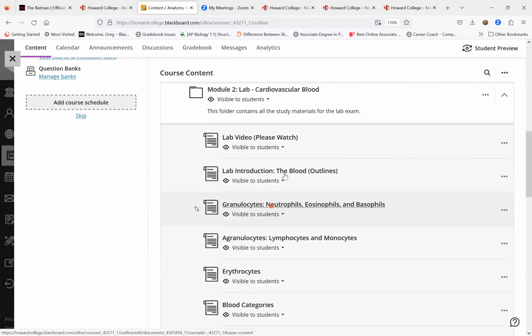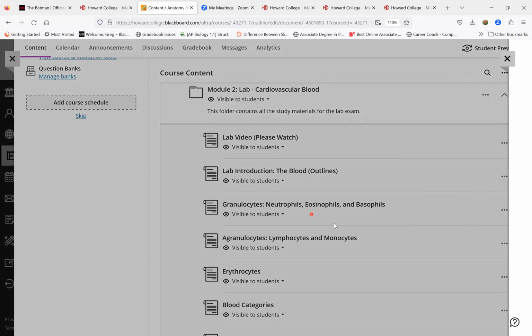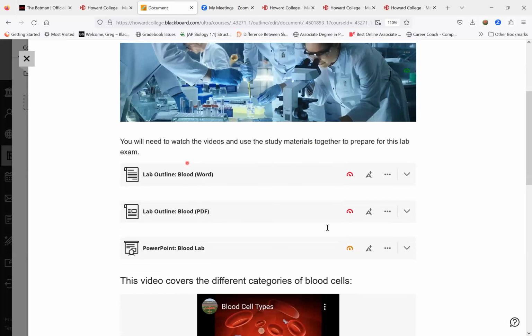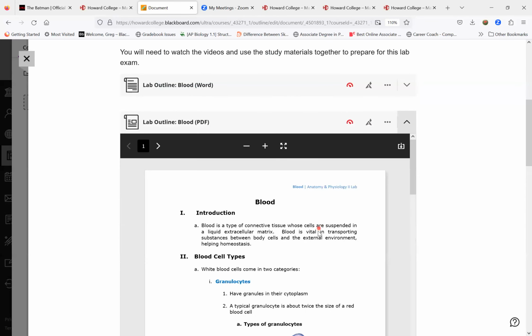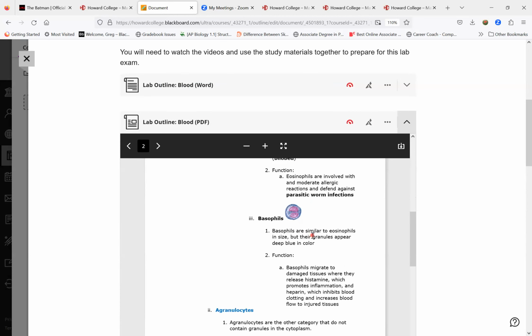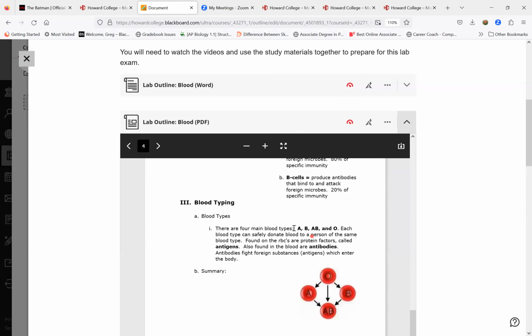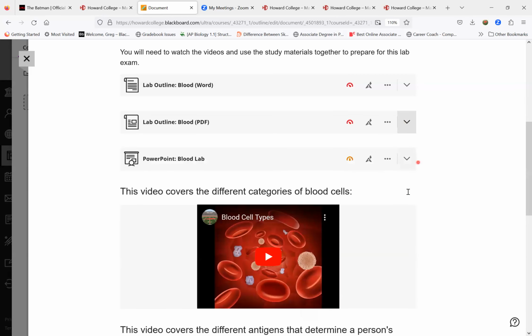And then the blood outlines now, and this is what I'm referring to. Both of these are the same. One's a PDF, one's a Word. But this is what you're going to go by for your lab exam. Everything that's on the outline is what you're going to be tested on. So you're going to want to go through and look at all of those.